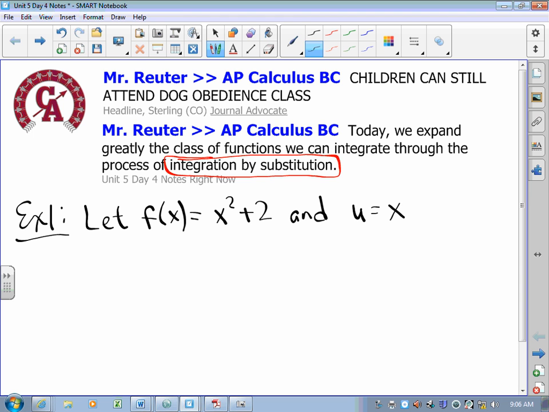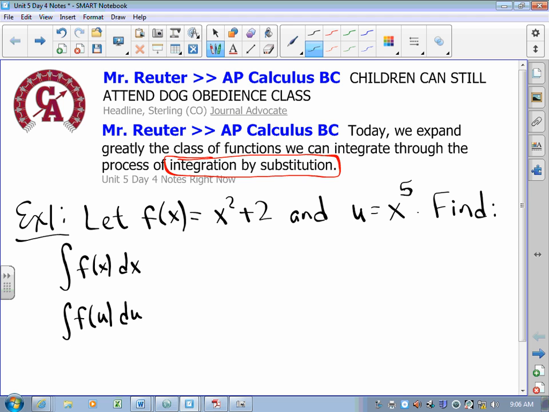And so I'm just going to play this game. Let's let f of x be x squared plus 2, and let's let u be x to the 5th. And I want to find 3 different things. I want to find the integral of f of x dx. I want to find the integral of f of u du. And I want to find the integral of f of u dx. These are 3 very different things, even though they look very similar.